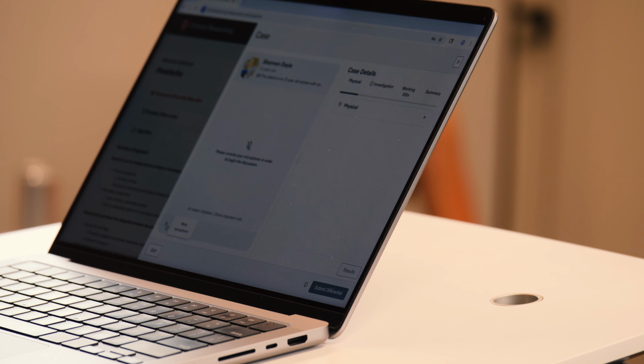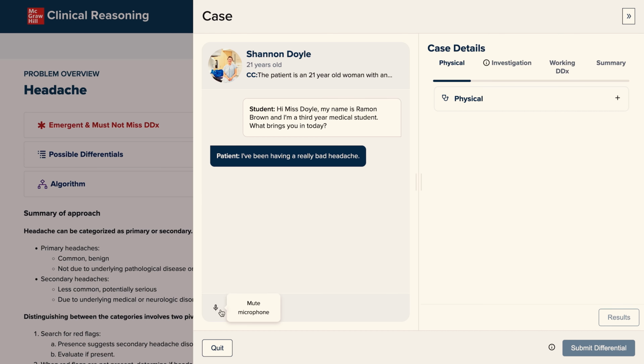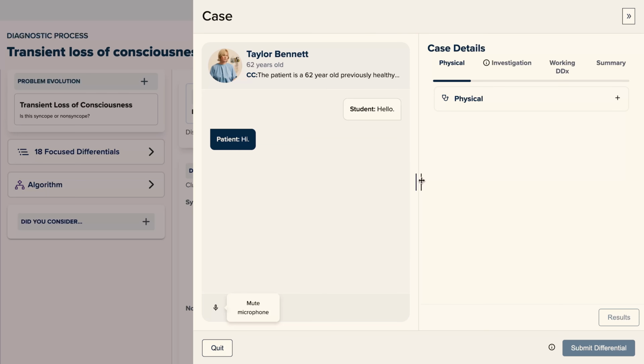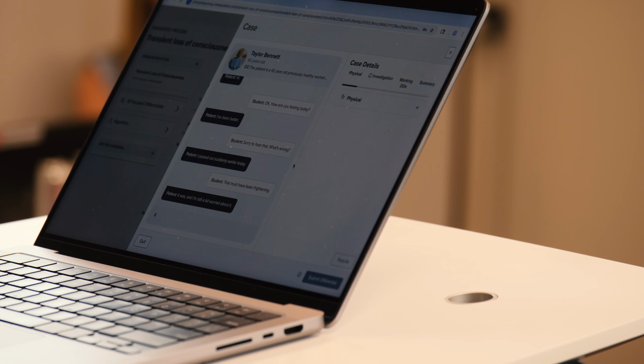Hi, Ms. Doyle. My name is Ramon Brown, and I'm a third-year medical student. What brings you in today? I've been having a really bad headache. What usually makes these headaches worse? They seem worse near my period or after eating chocolate. How are you feeling today? I passed out suddenly earlier today. Can you tell me more about what happened? I was walking down the street with my husband.